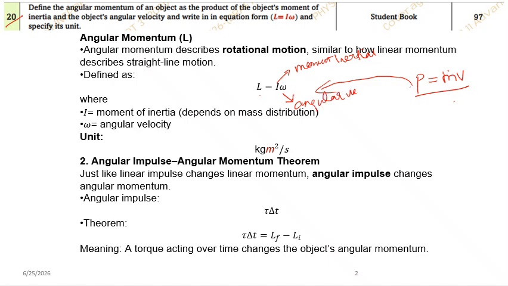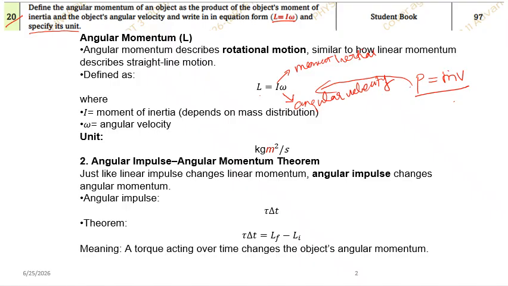Try to understand: angular momentum L will be equal to I omega, and again over here they are asking us to specify its unit. It's very much needed here also. This is the second question which is connecting the SI unit of the system. Listen very carefully.